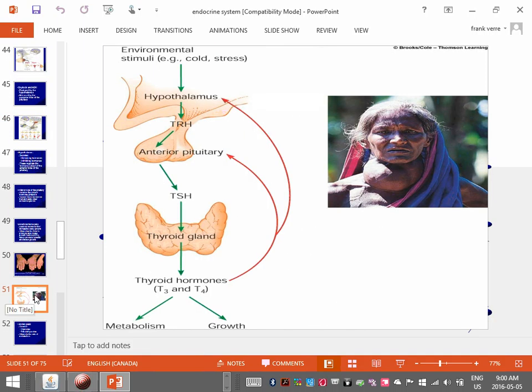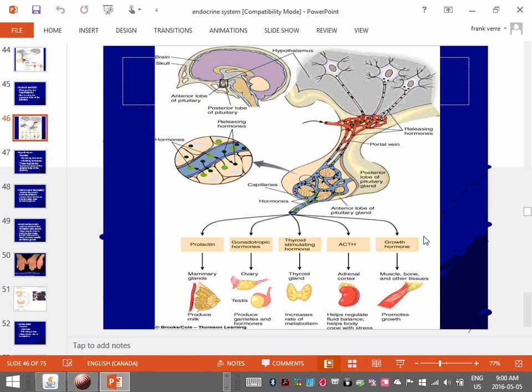We talked about how that's regulated, right? A goiter, for example, could be due to iodine deficiency, where you can't make T3, T4, and therefore you don't get that feedback. Okay, I skipped over growth hormone. One of the hormones that comes out of the anterior pituitary is growth hormone. So I want to talk a little bit about that today.